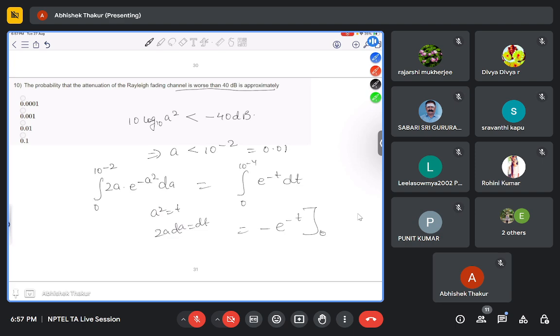So now this will be minus e to the power of minus t, and here we substitute the values. First t is equal to 0, so it will be 1 plus e to the power of minus 10 to the power of minus 4, which is 1 minus e to the power of minus 10 to the power of minus 4. When you find this, we get approximately 0.0001. So option A is the correct answer for this question. We'll also solve some other questions.